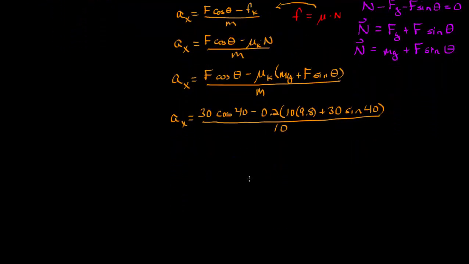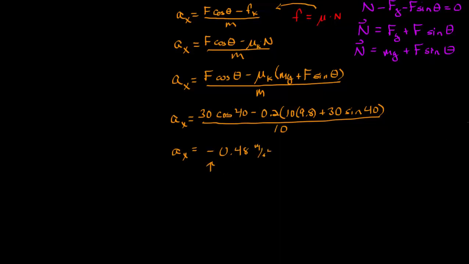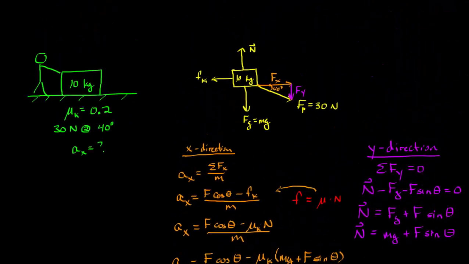All right, so I made up bad numbers because the acceleration in this case is negative. So we get a negative 0.48 meters per second squared. But this wouldn't be the case because the frictional force, let's think about that. Let's go back up here.